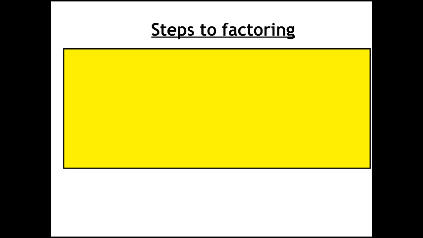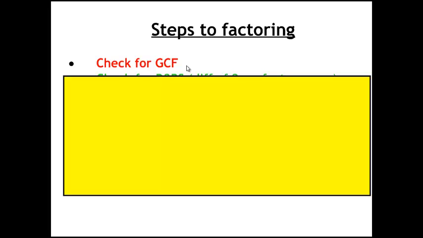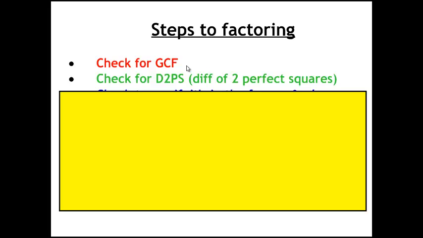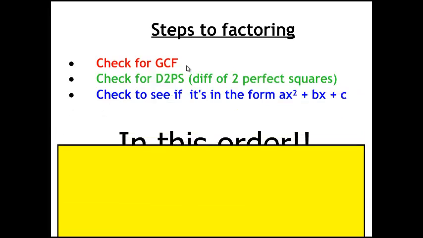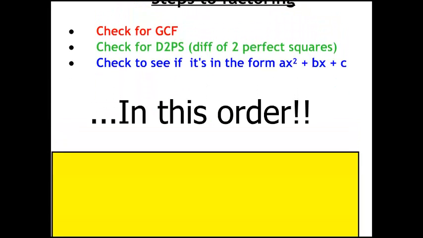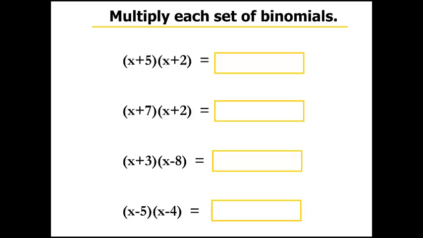So our steps to factoring in this order: number 1, check for the GCF. Number 2, check to see if it's D2PS. Is it a difference of 2 perfect squares? Of course, it would have to be a binomial in order for that to be true. And then the third is check to see if it's in the form ax squared plus bx plus c. This is our trinomial session tonight. We're going to look at how we get a trinomial first.